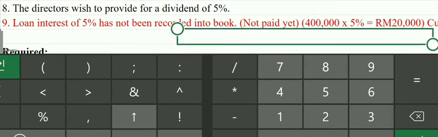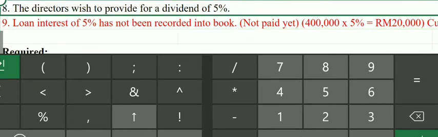Number 8, the directors wish to provide a dividend of 5%. You remember to take 5% times share capital to get dividend. Wish to provide, that means directors wish to keep some money to pay the dividend next year.